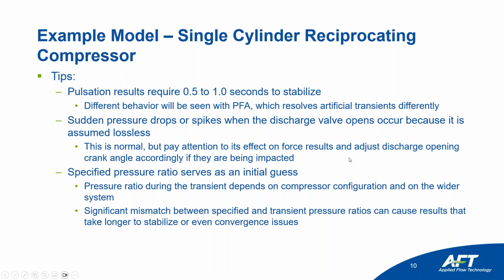And then the specified pressure ratio that you put in the compressor properties just serves as the initial guess. The actual pressure ratio depends on the compressor configuration and its interaction with the system. But if there's too much of a mismatch, it'll take more time for those results to stabilize. And you can even see convergence issues if it's a large enough mismatch.